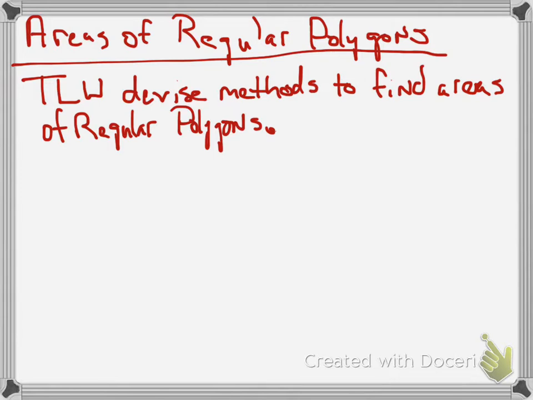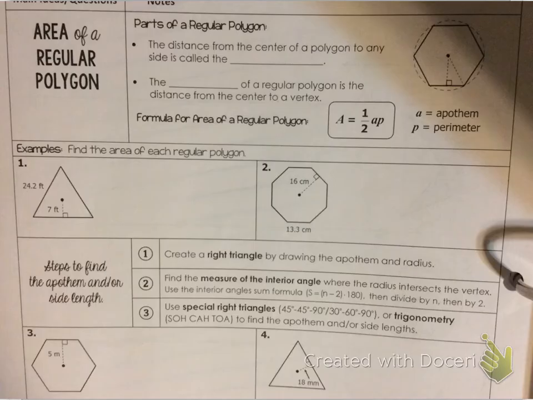Here we go with areas of regular polygons. Today, the learner will devise methods to find the areas of regular polygons. All right, so how do we do that? Let's start off with this. On the areas of regular polygons, we need to know certain things.